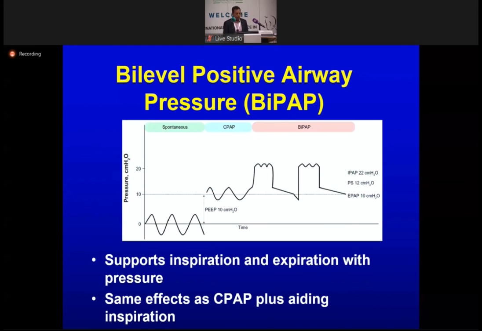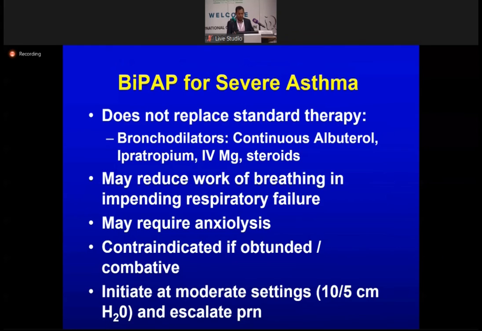And then the final modality in this triad of modalities is BiPAP. As you can see in BiPAP, you have the PEEP raised as well. And in addition, the peak inspiratory pressure also comes into play because that is also supported. So we are supporting inspiration and expiration both with pressures. So it has the same effects as CPAP, but also helps in inspiration. And the main indication for BiPAP is in patients with severe asthma, as again, the previous speakers pointed out.